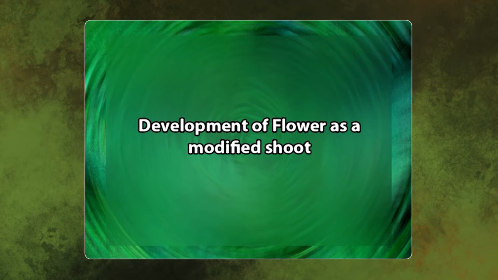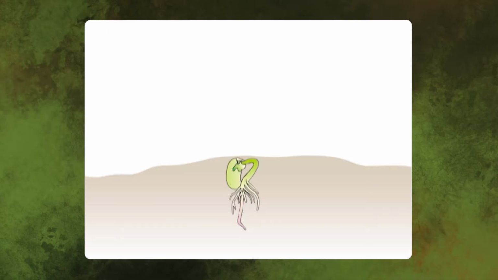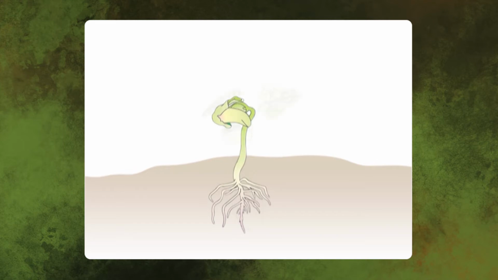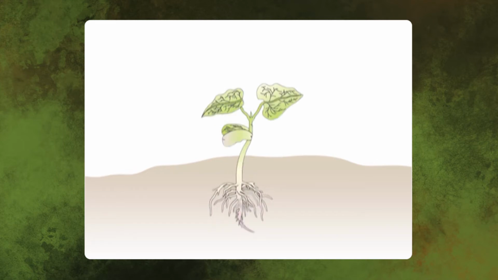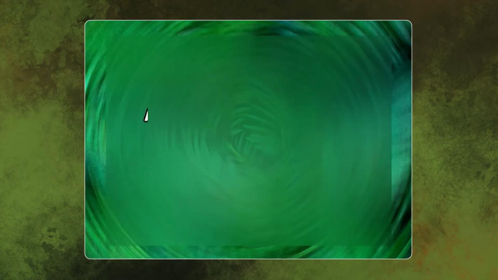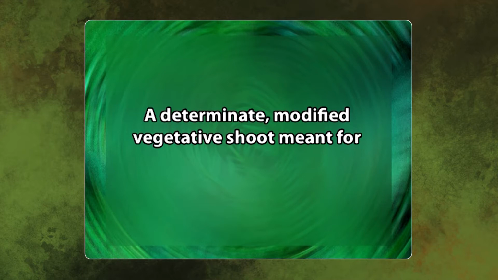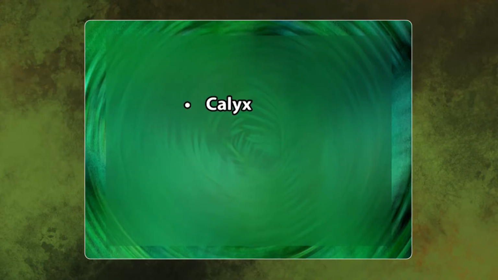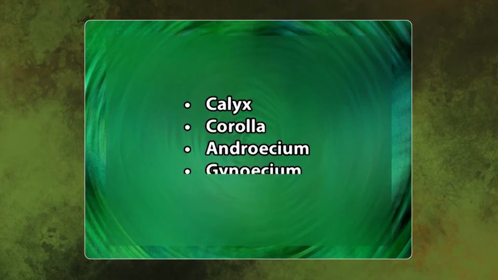Our today's topic is the development of flower as a modified shoot. Generally, every plant, after going through a period of vegetative growth and in response to environmental cues, starts producing flowers, either singly or in aggregation called inflorescence. A flower is defined as a determinate modified vegetative shoot meant for sexual reproduction. A typical flower has the following four parts: calyx, corolla, androecium and gynoecium.